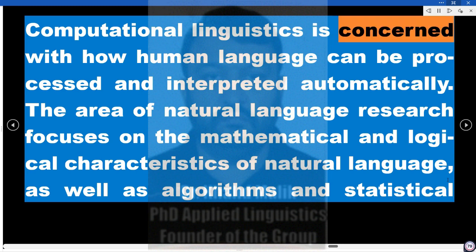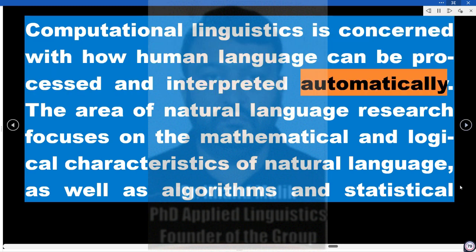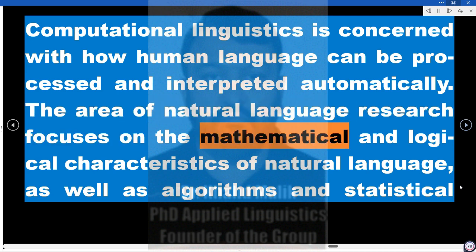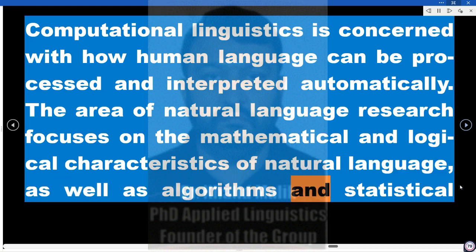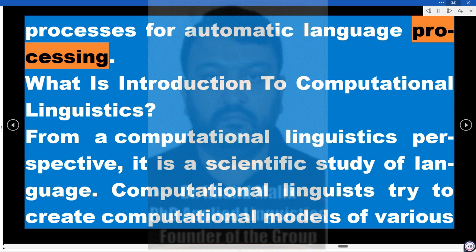Computational linguistics is concerned with how human language can be processed and interpreted automatically. The area of natural language research focuses on the mathematical and logical characteristics of natural language, as well as algorithms and statistical processes for automatic language processing.